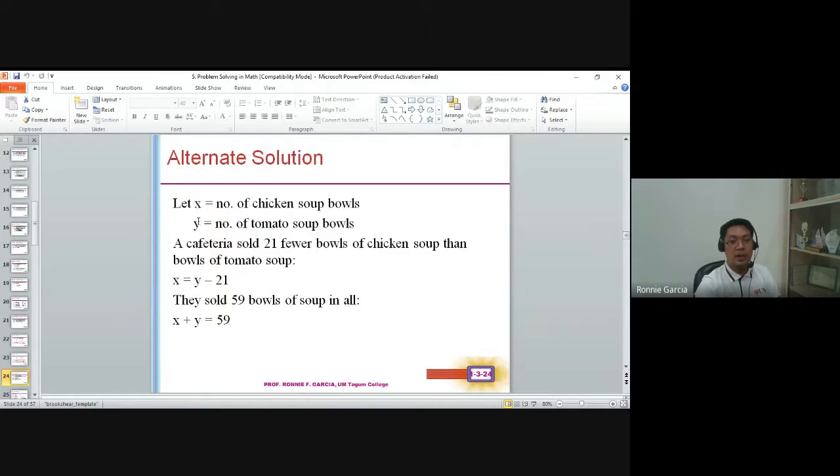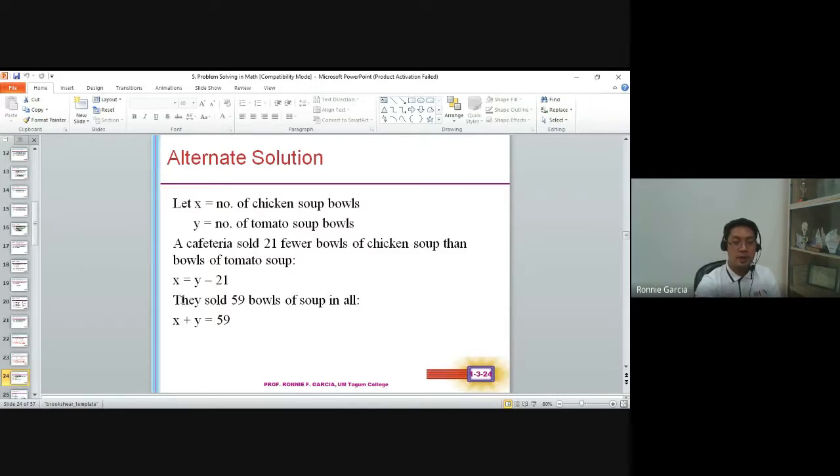So x and y. Unsa gisulti sa problem? The cafeteria sold 21 fewer bowls of chicken soup than tomato soup bowls. So kung i-minus daw nimo siya, naa kay 21 less ang imuhang tomato soup. So minusan nimo og 21 ang tomato soup, that will be the number of chicken soup bowls. Nagets ninyo? Mao na siyang x is equal to y minus 21. So we are now making equations out of sentences.